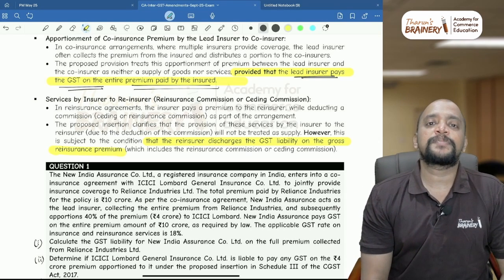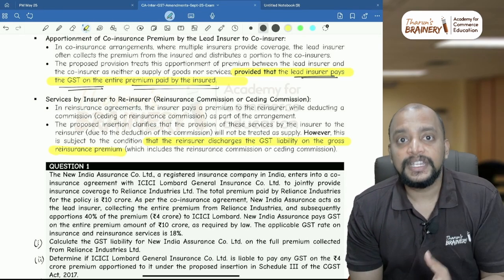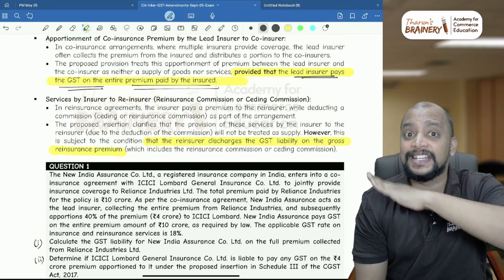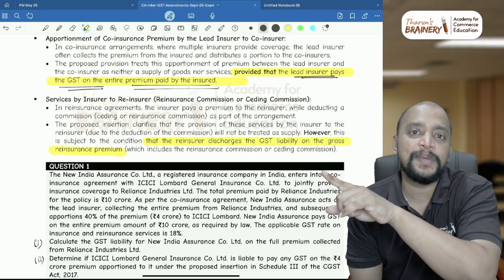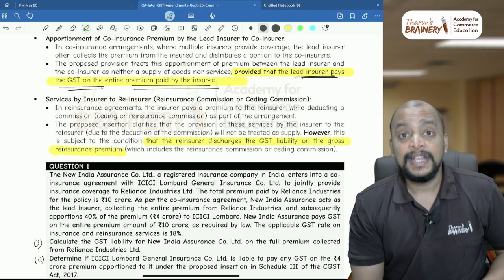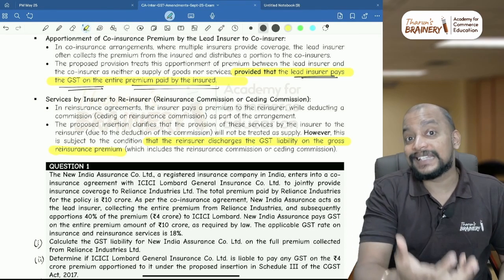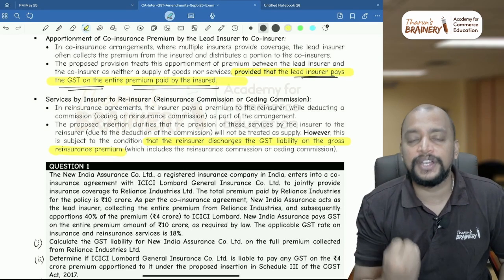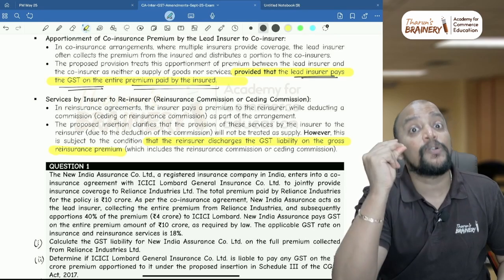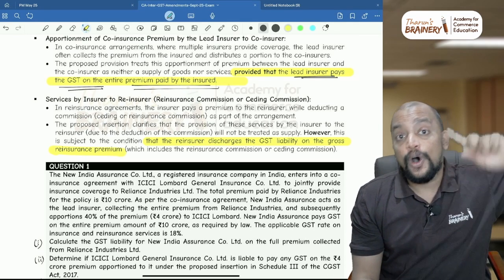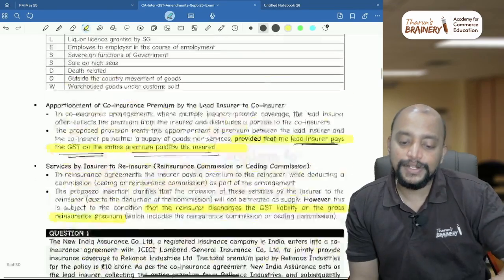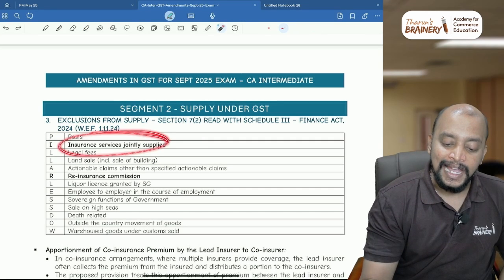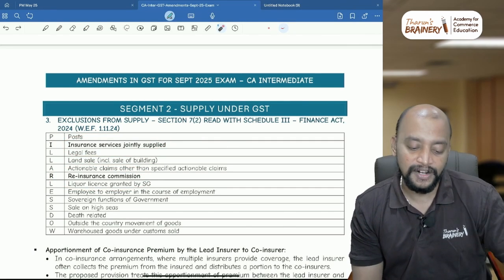So what are the two exclusions from supply that we have seen now? Number one, the co-insurer getting the share of premium from the lead insurer is excluded from supply, provided the lead insurer pays GST on the gross amount. Point number two, the reinsurance commission which is retained by the insurer from the reinsurer is also excluded from supply, provided the reinsurer pays GST on the gross amount. Okay. So in simple words, you can remember, insurance services jointly supplied is excluded from supply, and reinsurance commission is also excluded from supply.